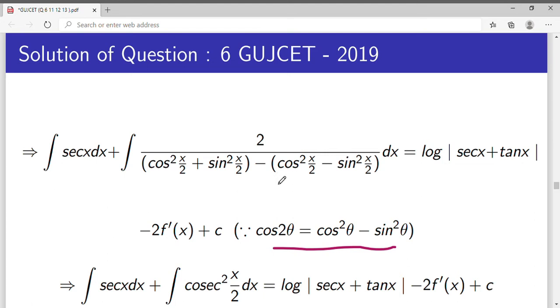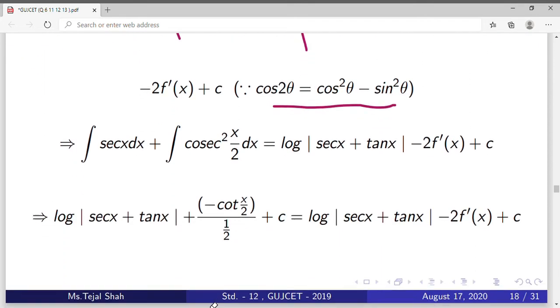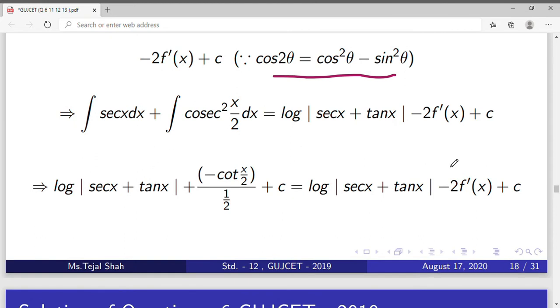Now open this bracket, so cos square x by 2 minus cos square x by 2 cancel out, and sin square x by 2, minus minus plus, so we get 2 sin square x by 2, the 2 cancels out, and 1 upon sin square x by 2 is nothing but cosec square x by 2. So we get this value. Now do the integration. The integration of sec x is log mod sec x plus tan x, plus the integration of cosec square x by 2 dx is equal to minus cot x by 2. Here the constant is 1 upon 2, so we also have to divide by 1 upon 2, plus c. Right hand side keep as it is.